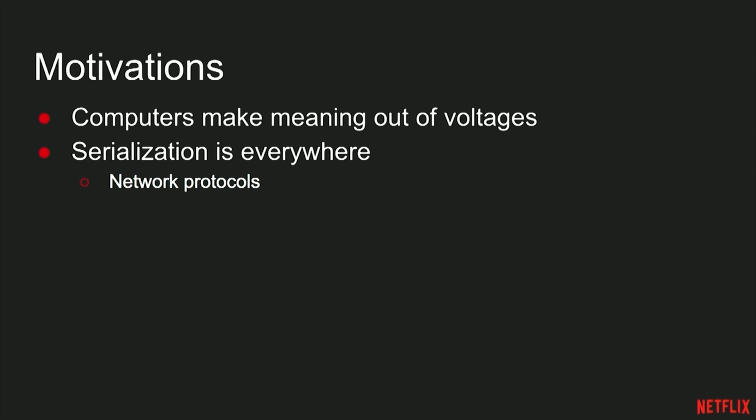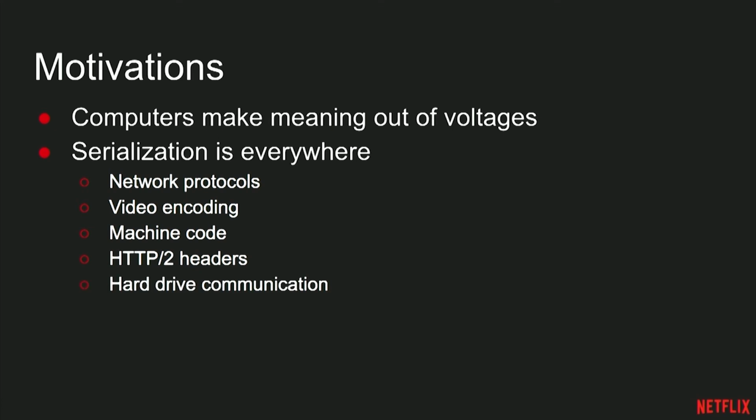So you have network protocols, you have layer 2, layer 3, even the physical layer has its own way of serializing data. Video encoding, which we do quite a lot of. Machine code, if you imagine maybe the Intel microcode has its own format inside. That's proprietary, so we don't know. HTTP2 now has non-ASCII headers, so there's a serialization format there. Hard drive communication, serial ATA.